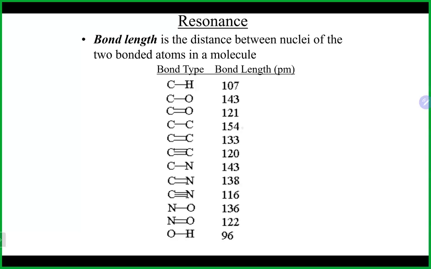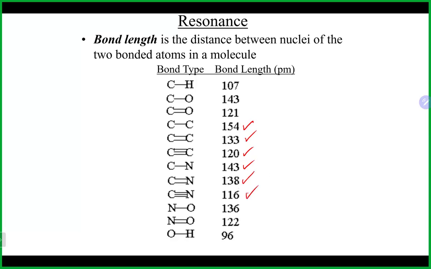And if we look at the single bond for a carbon-carbon, a double bond, and a triple bond, for example, we see that the single bond is 154, double bond's 133, and 120. We also look at carbon nitrogen, single bond 143, double bond carbon nitrogen 138, and 116 as we triple bond.